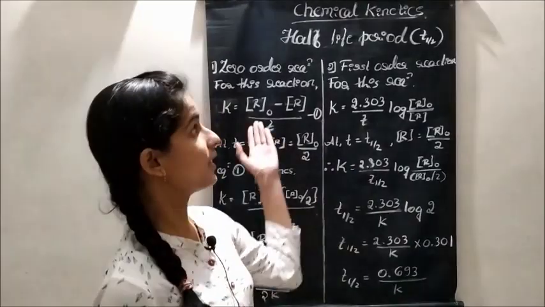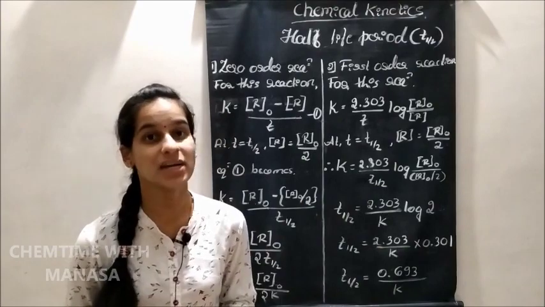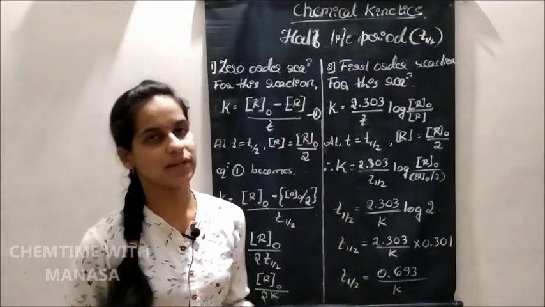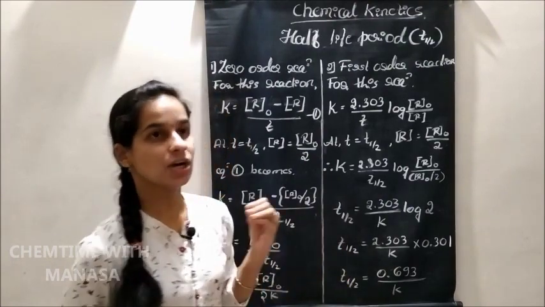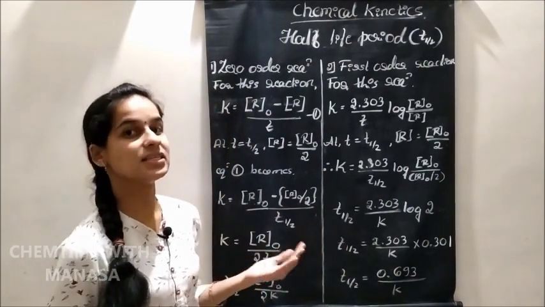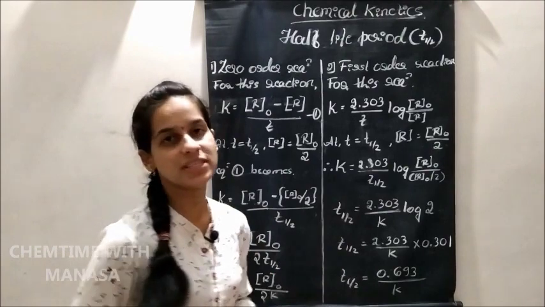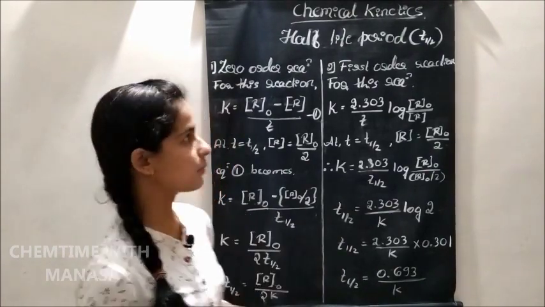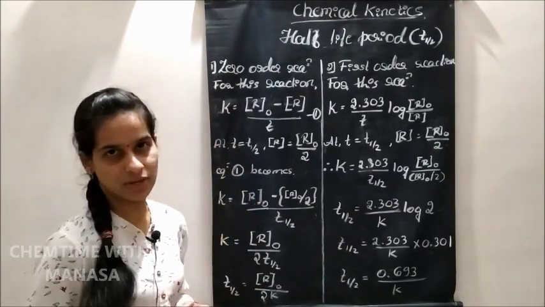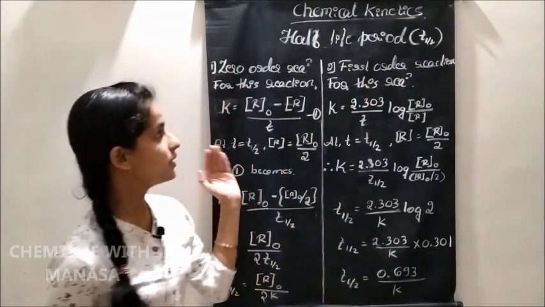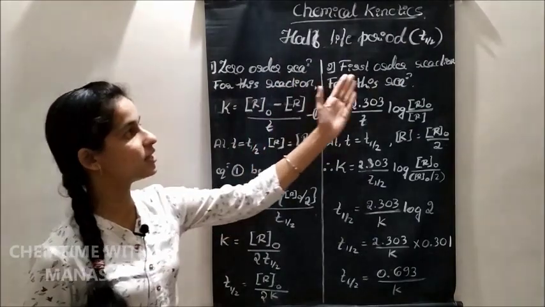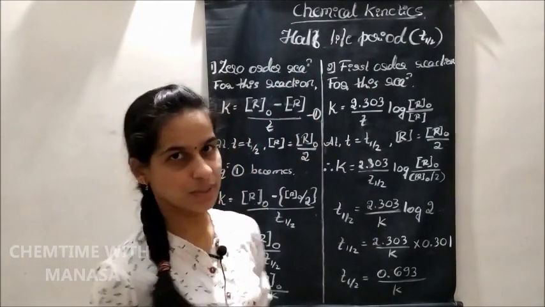Friends, from the Chemical Kinetics chapter, another important concept is half-life period. Half-life period means the time in which the concentration of the reactant is reduced to half of its initial concentration, and it is denoted as T half. You have half-life period for zero order and first order reactions in your syllabus.